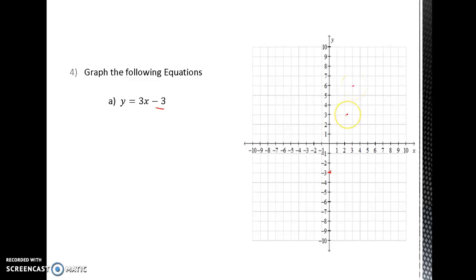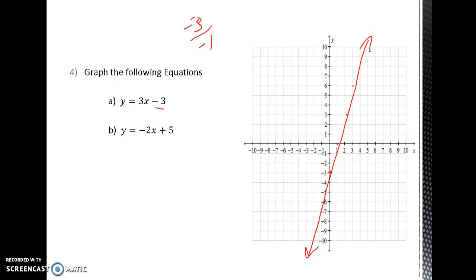I could also go down 3 and left 1, because that also is 3. -3 over -1 also simplifies to +3. And so I could go down 3 and left 1, which would be here. Down 3 and left 1, which would be here. If I graphed all these points, it would be a straight line that looks something like that. That's the first one. Let's take a look at the second one.